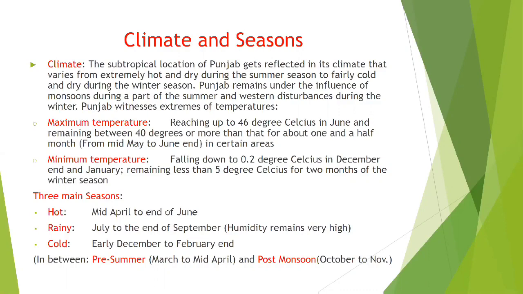The three main seasons are the hot season that begins with mid-April to end of June, and rainy season that begins from July to the end of September. And during this period, the humidity remains very high, up to 90%, 85%, making life very difficult. And then cold season, early December to February, and again, very cold. In between, we have pre-summer from March to mid-April and post-monsoon, which is October to November. These are very pleasant times.